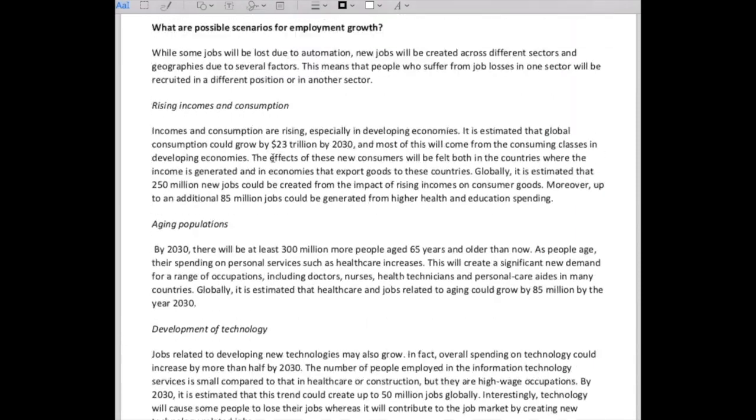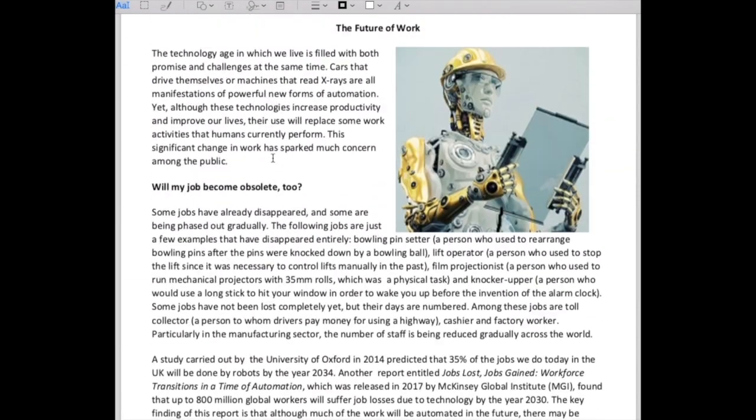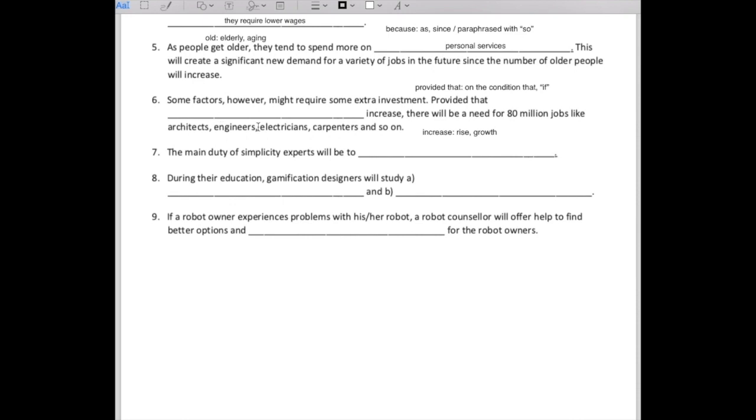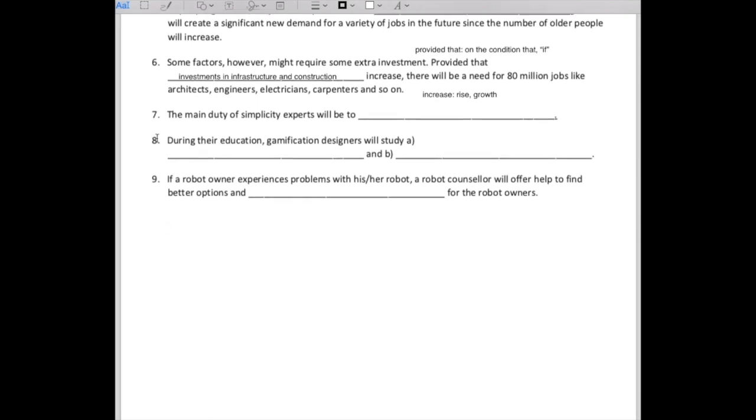So we can take this condition and complete the task. So let's go back to the task. And provided that, here we can put the information. So let's try. Provided that investments in infrastructure and construction rise, increase. Do we have a problem? Well, yes. The problem is we have two verbs. And as you know, rise and increase are synonyms. So we don't need rise. So we can remove rise and now it's okay. Okay, let's continue to the next one.